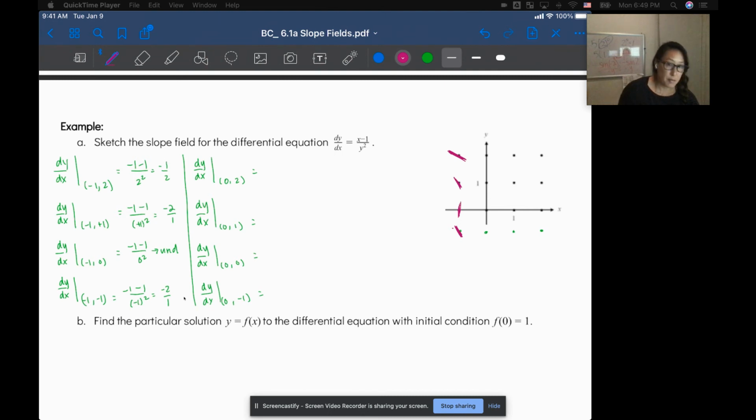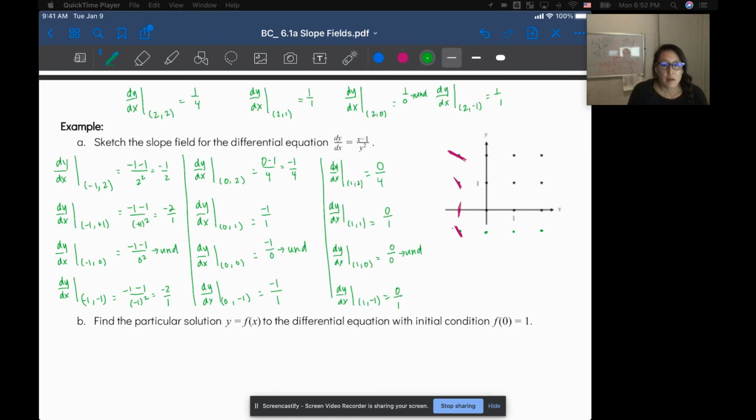Okay, now I'm gonna do this very systematically and start with my x values that have a 0. So 0, 2, 0, 1, 0, 0, and 0, -1. Even with my very systematic list, I ran out of room, so I put all the x values with a 2 at the top. Okay, so I'm going to sketch in each one of these slopes now. Okay, so I have a slope field that looks something like this.